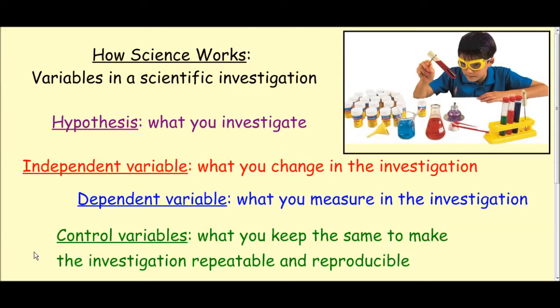And the control variables, these are the other factors that you're going to keep the same so that the investigation is repeatable. In other words, you can carry out the same investigation and come up with similar results and a similar pattern, and reproducible so that other people can follow your method and come up with similar results and see a similar pattern.